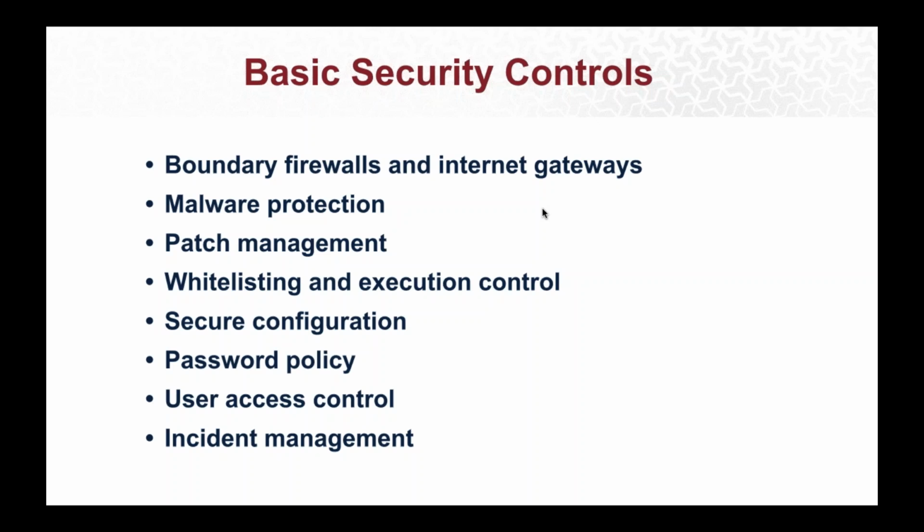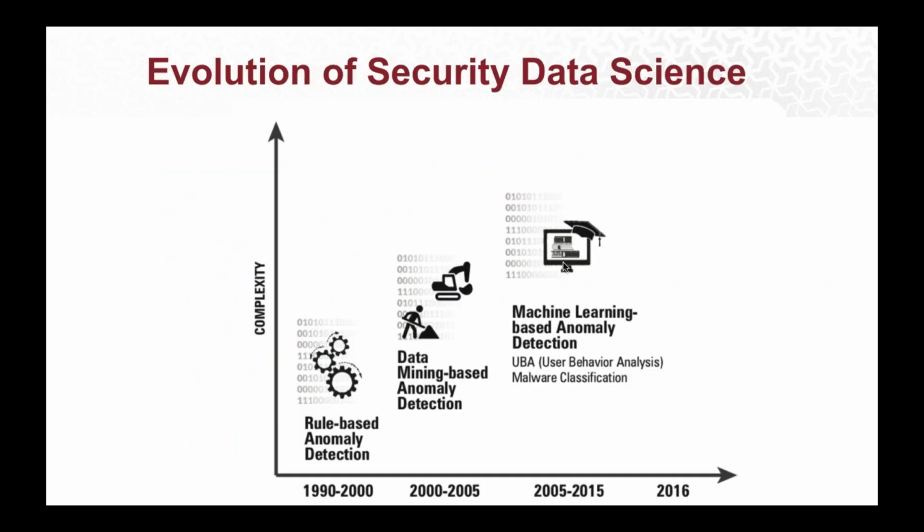But beyond that, we need to do something more. And if you look at the evolution of security data science as such, there are other control mechanisms as well. I'm not going to talk about them, but I'm going to limit my discussion to the data science perspective. Security data science started with rule-based anomaly detection methods. It was primarily in IDS and IPS, host-based and network-based intrusion detection systems. But then it evolved with data mining, with more pattern-based anomaly detection.